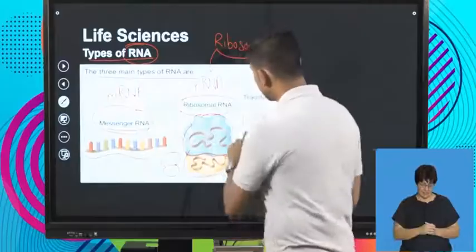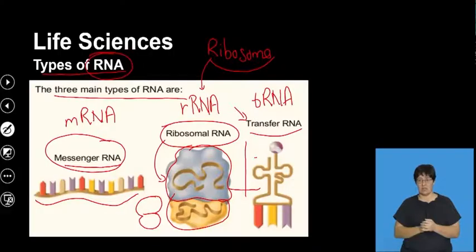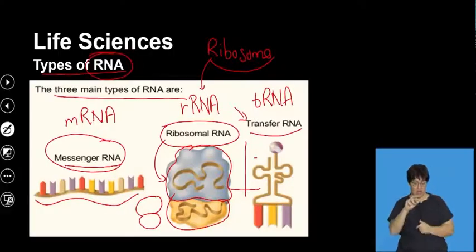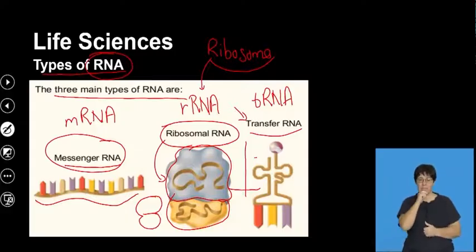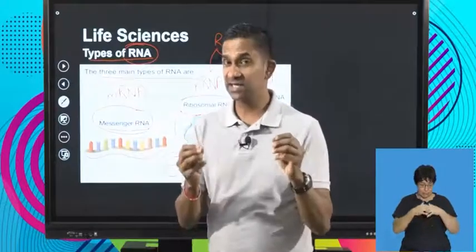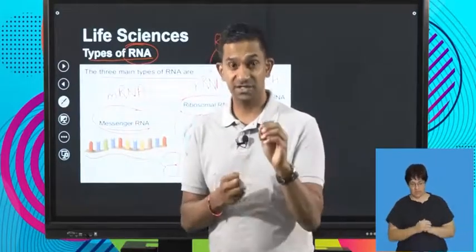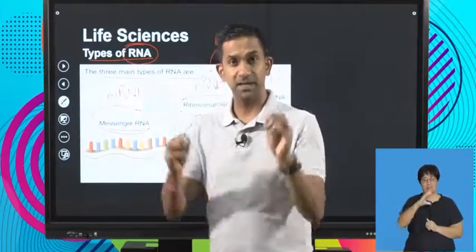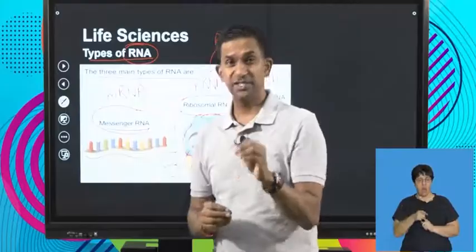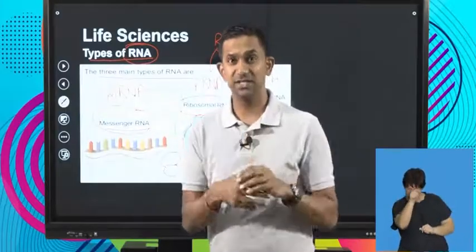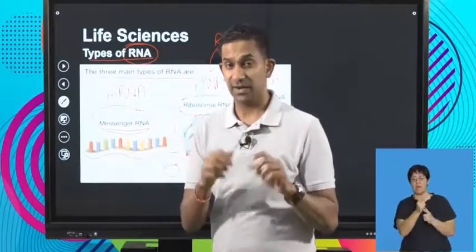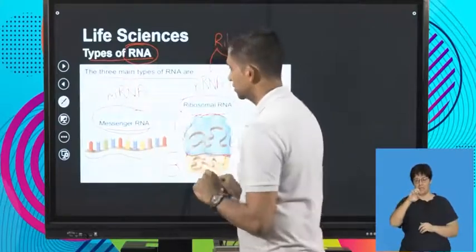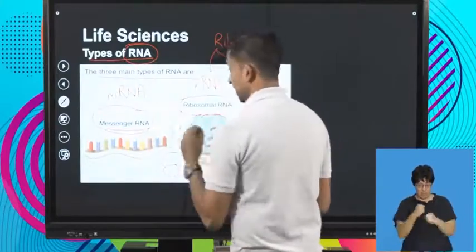And finally, the third type is transfer RNA. And in the name transfer, we refer to that as being a molecule of RNA that will transfer what we need to make proteins. And in this case, the transfer RNA is transferring amino acids which are present in the cytoplasm. These are transported to a specific site where the proteins are manufactured, and that's to the ribosome. So these three structures are very much interconnected.